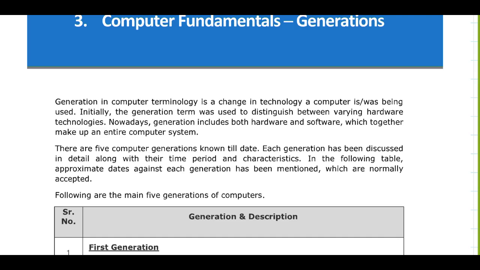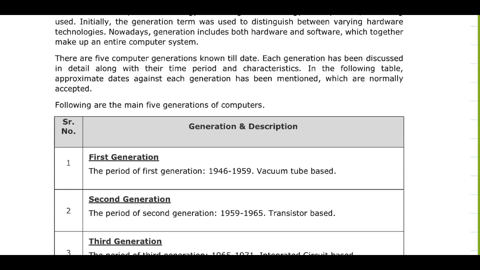Nowadays, generations include hardware and software, which together make the entire computer system. So there are 5 computer generations that we have up to date. We are going to be starting by discussing the earliest one. They are normally characterized by time, and therefore we have a table here that gives us the time when each of the generations were developed. So the first generation was developed around 1946 to 1959.